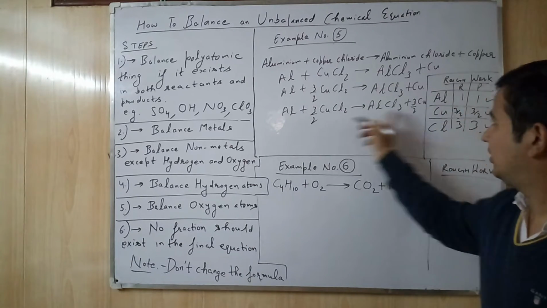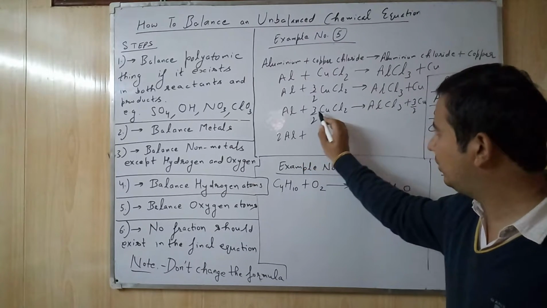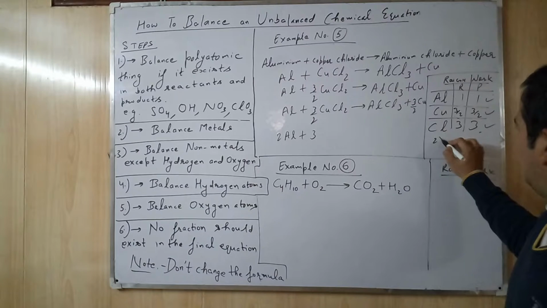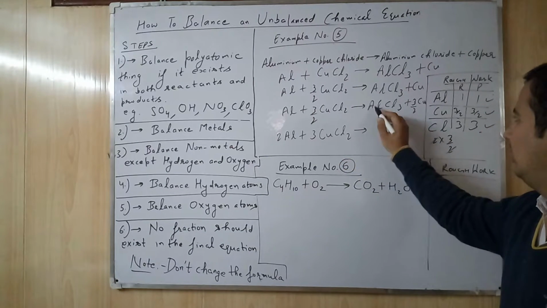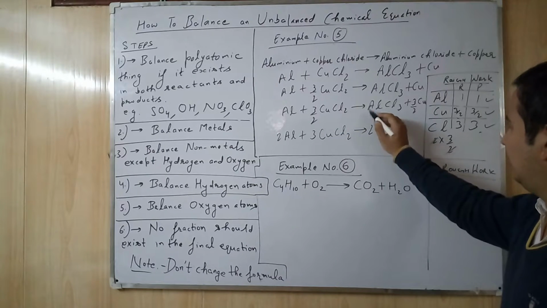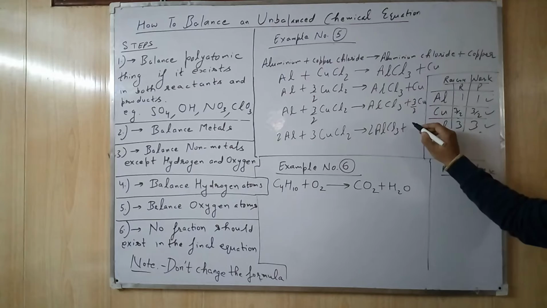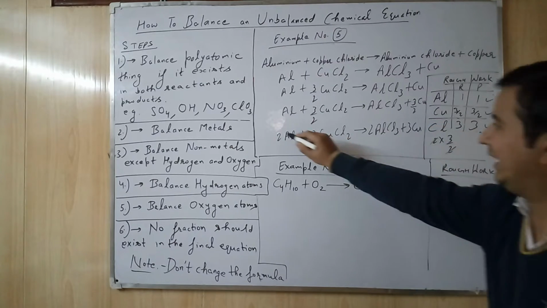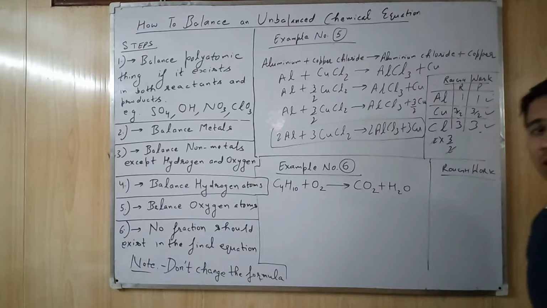Now multiply the whole equation by 2. So you will get 2 into Al plus 2 into 3 by 2, and 2 into 3 by 2 will only give you 3. So 2 Al plus 3 CuCl2 gives 2 AlCl3 plus, again 2 into 3 by 2, you will get 3 Cu. Now I can say that this is my balanced chemical equation.